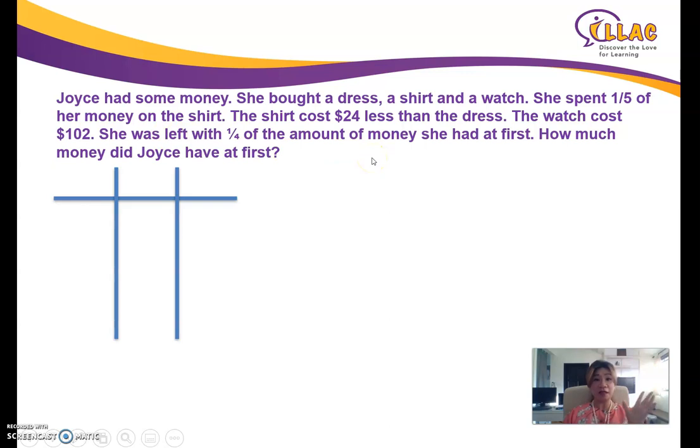Now, how do you put a T? It doesn't look like a T, Mrs. Wee. Okay, basically this is just a table. It came from the T model because there are 3 items. It is an extended T model.